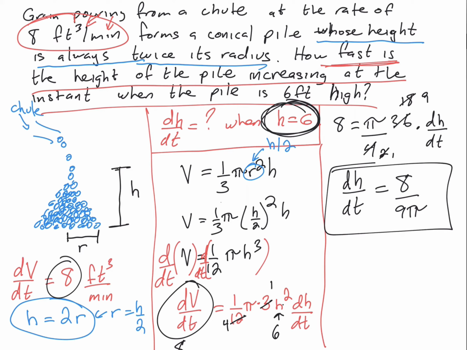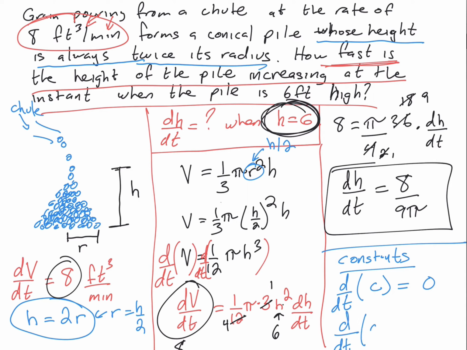Does that make sense? Okay, so back to the question about the constants. If I get the derivative of a constant, what is that? Zero. Okay. But if I have the derivative of a constant times a function, what is that? The constant times the derivative of the function, right?